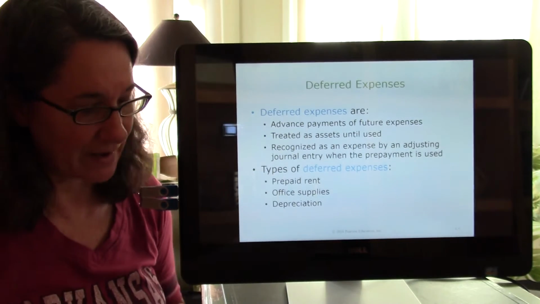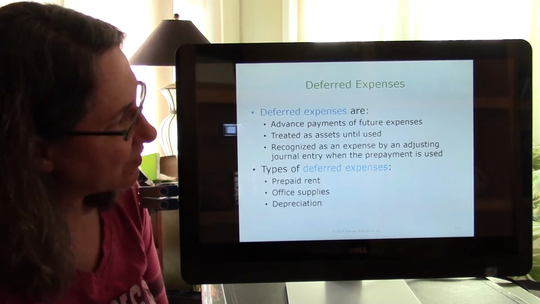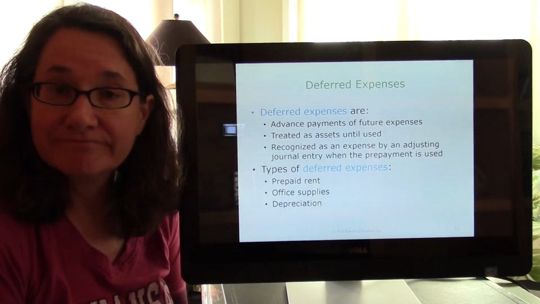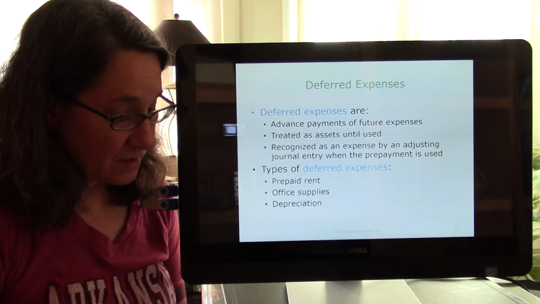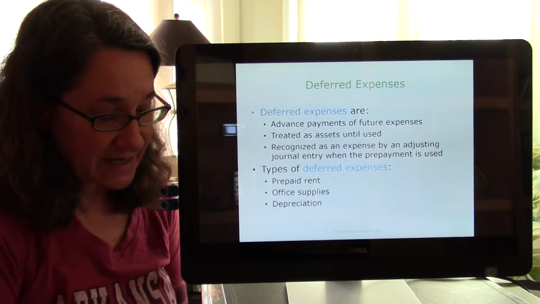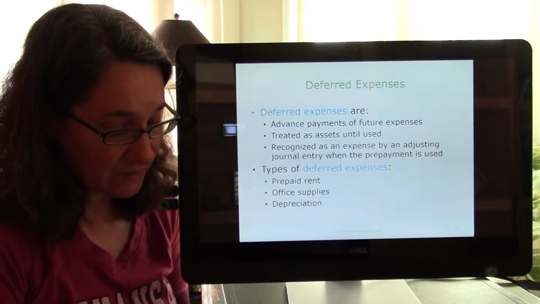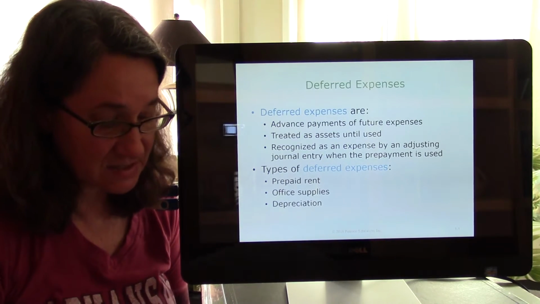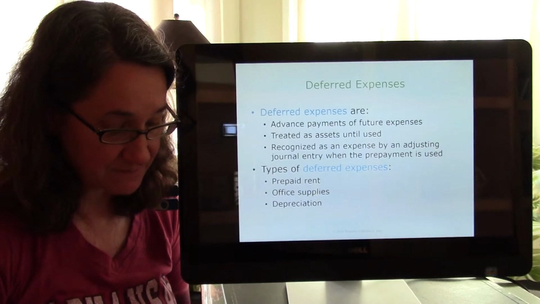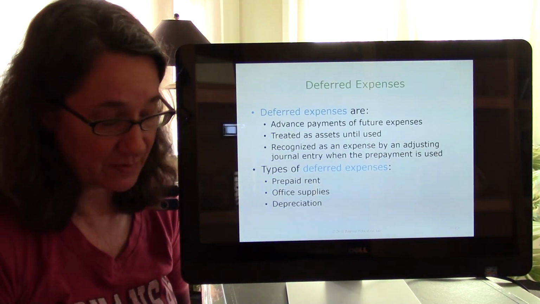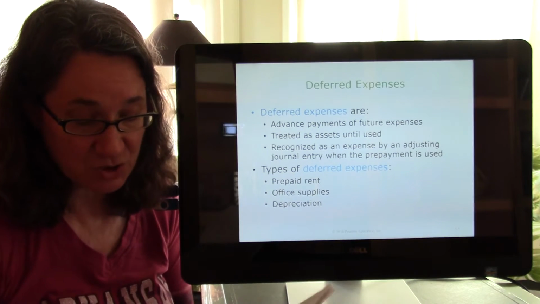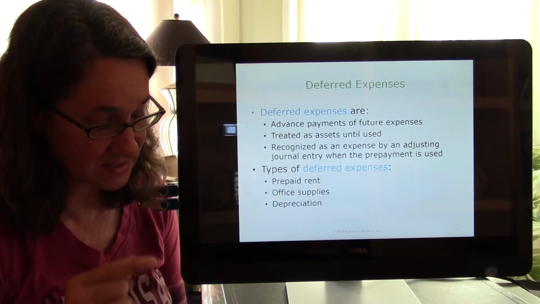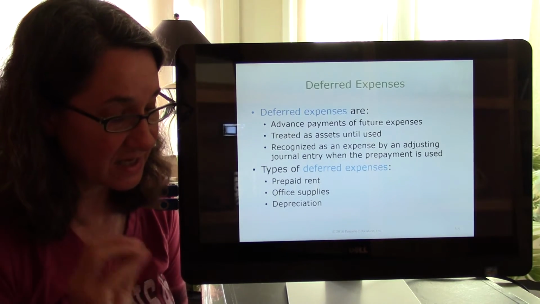All right, so let's talk about deferred expenses first. Remember, deferrals mean somebody exchanged some cash up front. A deferred expense is an item paid for in advance by the company for use in the future. The payments are considered assets rather than expenses until they are used up. When the prepayment is used up, the used portion of the asset becomes an expense via an adjusting entry.